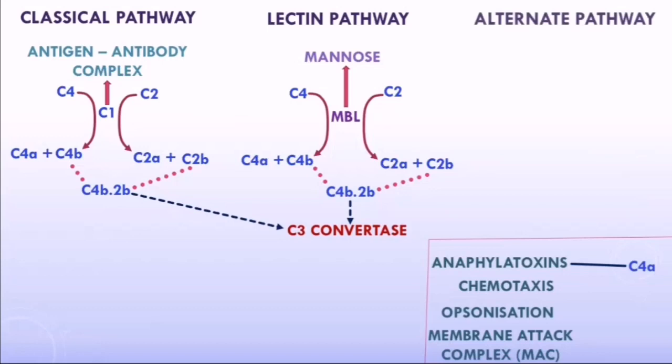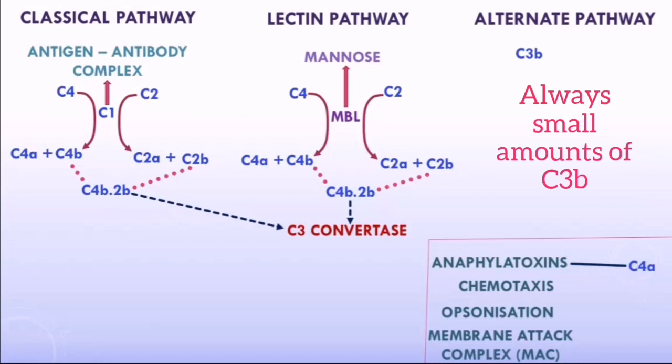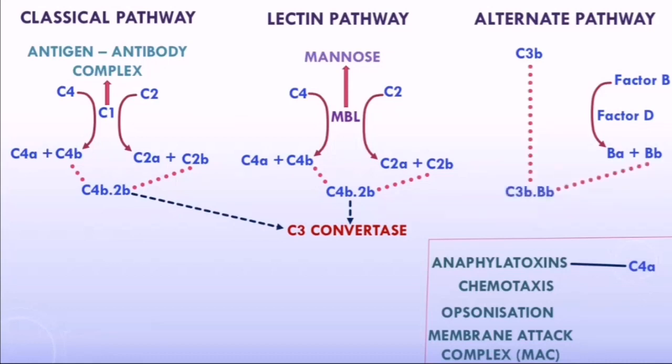Let's discuss the alternate pathway now. The alternate pathway does not have an initial trigger like the other pathways. It starts with C3b. But where does the C3b come from? It comes from the spontaneous cleavage of C3, and this is why there's always small amounts of C3b present on the surface of pathogens. There are other proteins involved in the alternate pathway. Factor B will be cleaved into factor Ba and Bb. This is done with the protein factor D. C3b and Bb will come together and form C3b-Bb, and C3b-Bb is an example of a C3 convertase. So this is how the alternate pathway forms a C3 convertase.